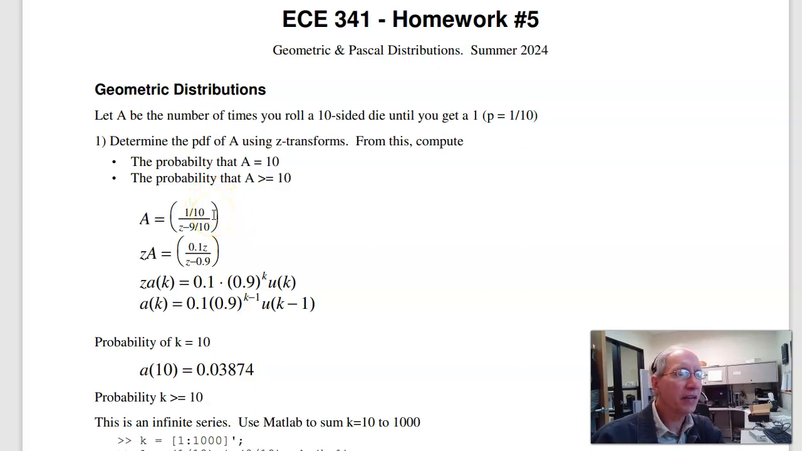So to find A of k, I need to take the inverse z-transform. This isn't in the form that is in my tables. So one trick is to multiply both sides by z. Now this is in my table. The inverse z-transform is 0.1 times 0.9 to the k u of k. To get rid of the z, divide by z, which is delay by 1. So k's go to k minus 1. And there is your PDF for A of k.